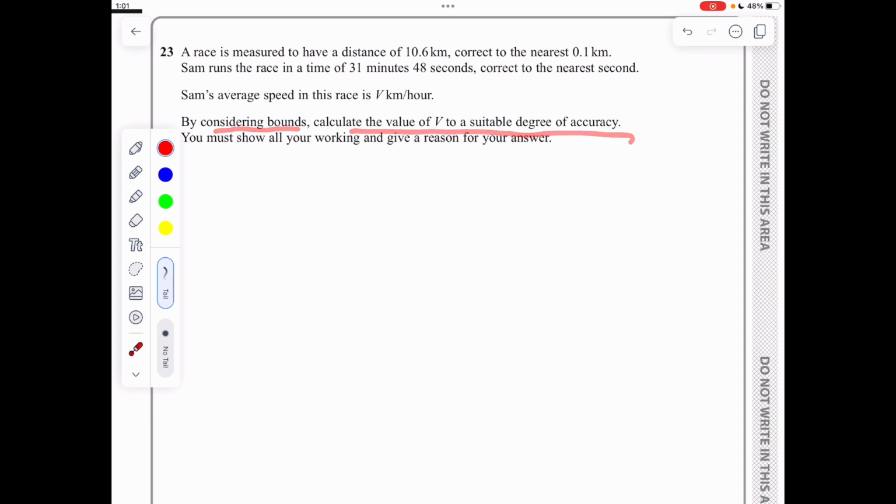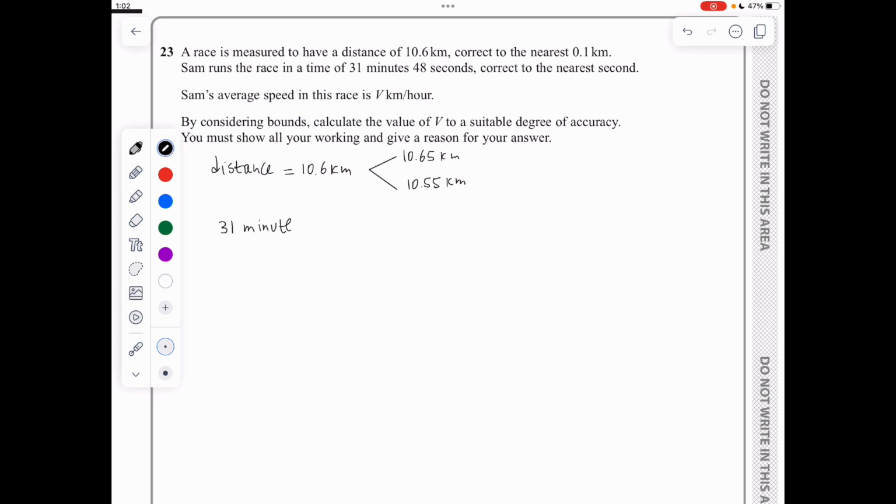So let me start by considering the bounds on the distance and the time. So starting with the distance was 10.6 kilometers. This was given correct to 0.1 of a kilometer, so it means that it is having an upper bound of 10.65 kilometers and a lower bound of 10.55 kilometers. Now, turning our attention to the time, we've got 31 minutes and 48 seconds.